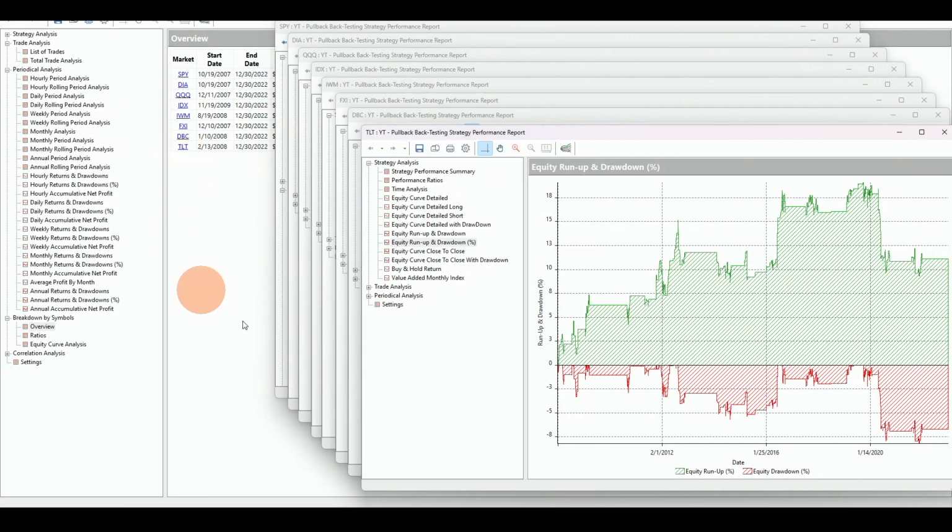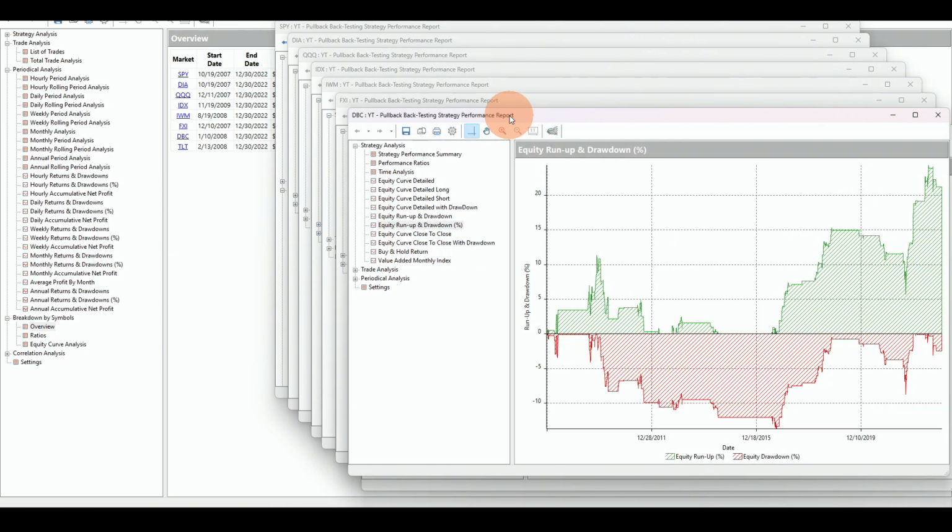So we have 8 markets, and this is the performance of the 8 markets. This is TLT, and you can see TLT is not doing so well in late 2020. This is DBC, the commodities, and the commodities is doing very well lately in 2020, but it didn't do so well from 2011 to 2015.